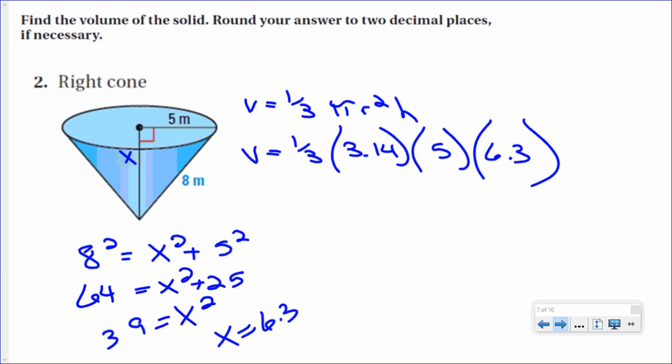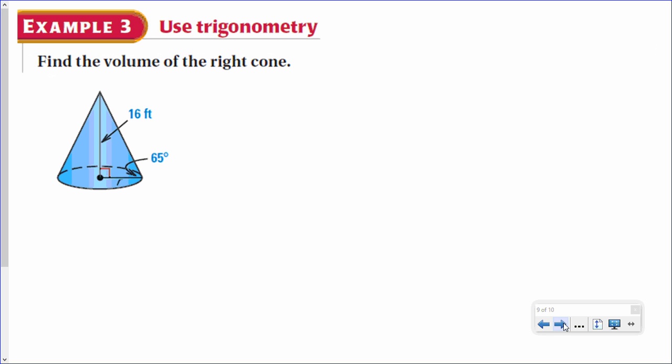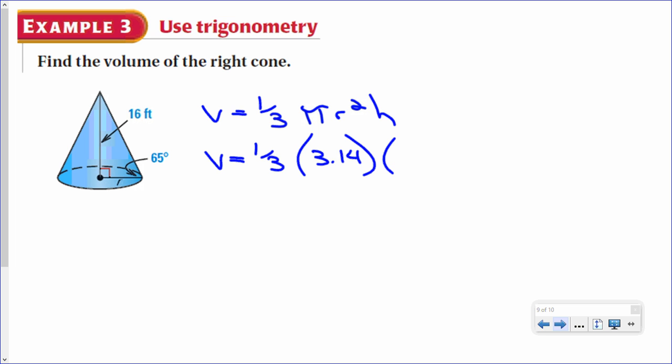Okay, moving on to the next one. I think I'm going to skip this one. They give you the answer, and then you work backwards. So we already did one like that. And this looks like getting toward the end here. So volume of a cone. Radius you don't know, we'll have to find that, but the height is definitely 16.